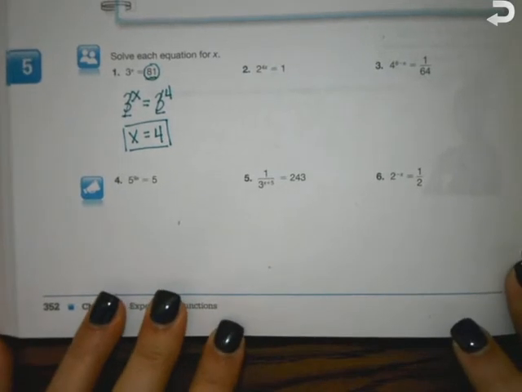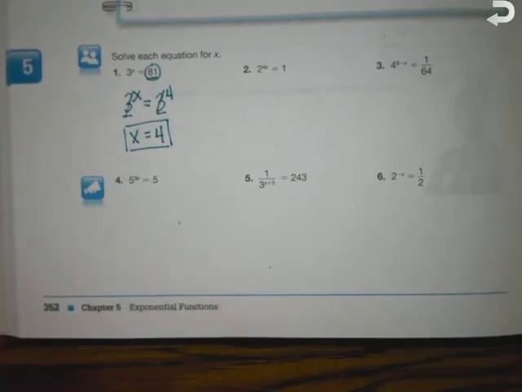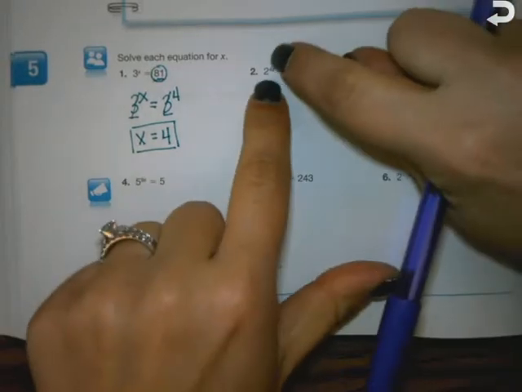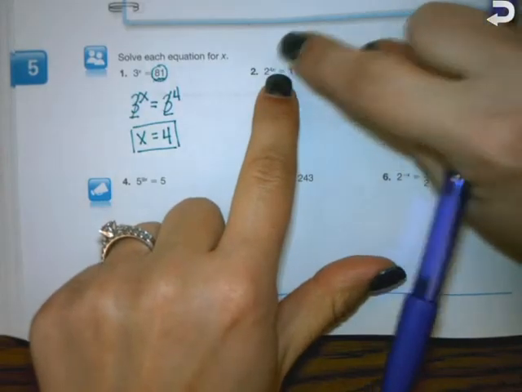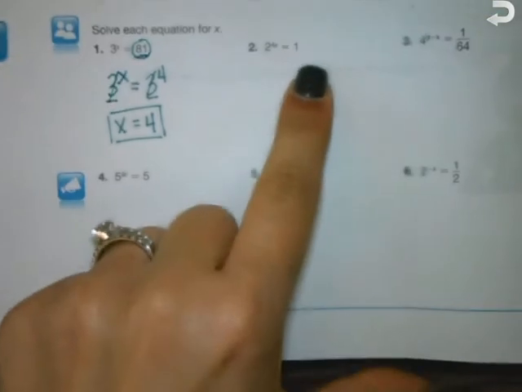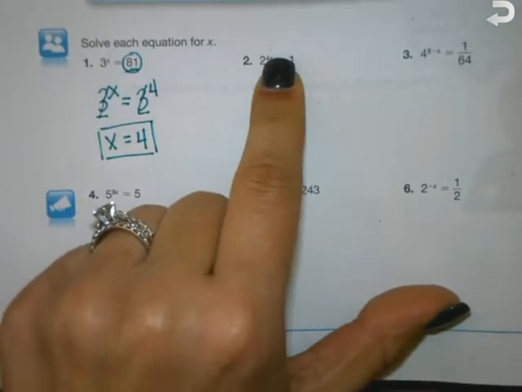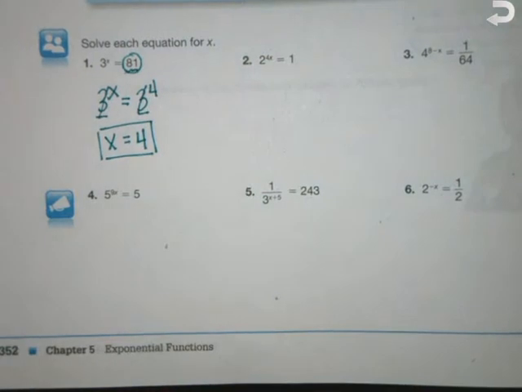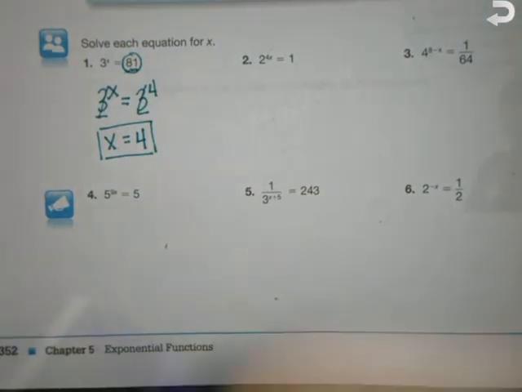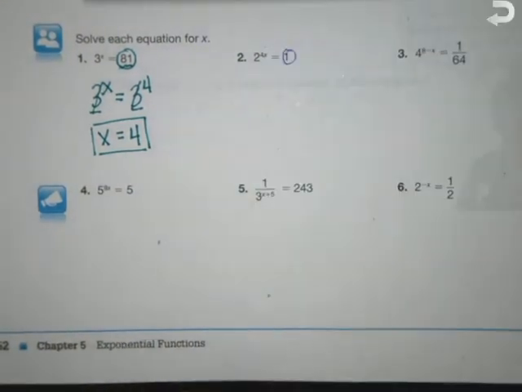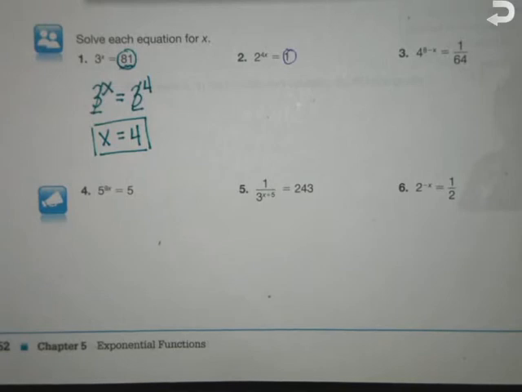Okay? I know this is different, so just bear with me. Look at number 2. 2 to the 4x power equals 1. Let me zoom in a little bit. Oh, there, that's better. 2 to the 4x equals 1. Okay. Can I rewrite 1 as a base of 2? Yeah. Anything to what power gives you a 1? What power gives you a 1?